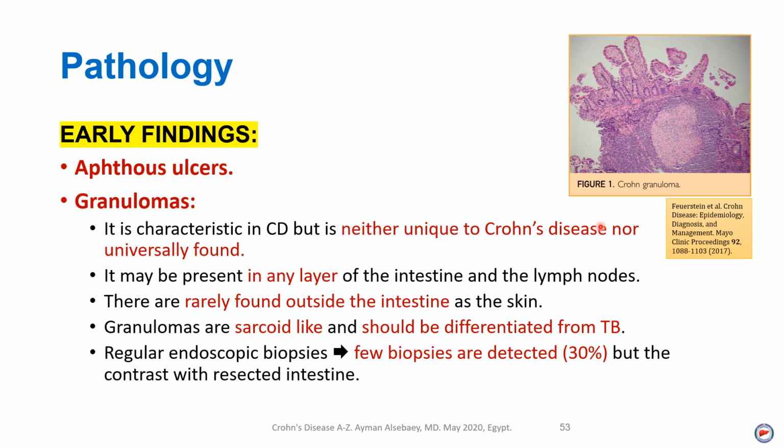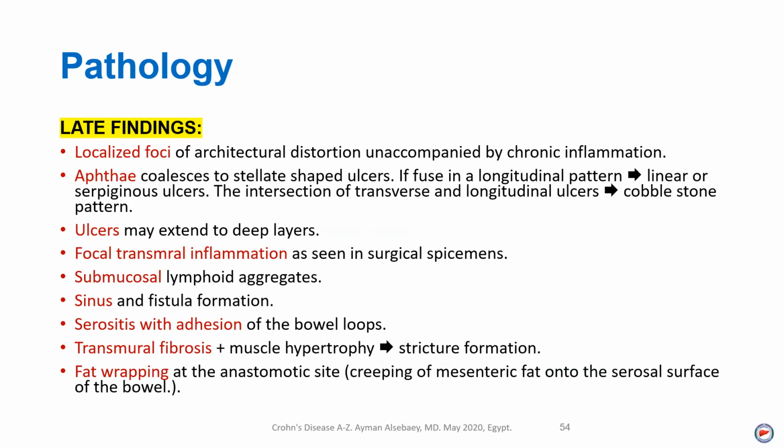Of course, the granuloma may be present in any part of the GIT and in any layer, and by conventional biopsies, they are present in 30% of the patients. They need excision biopsy. Okay. In the late pathology you will find that there are ulcers, submucosal fistulae formation, sinuses, transmural inflammation, fat wrapping, as we have said before, or creeping.